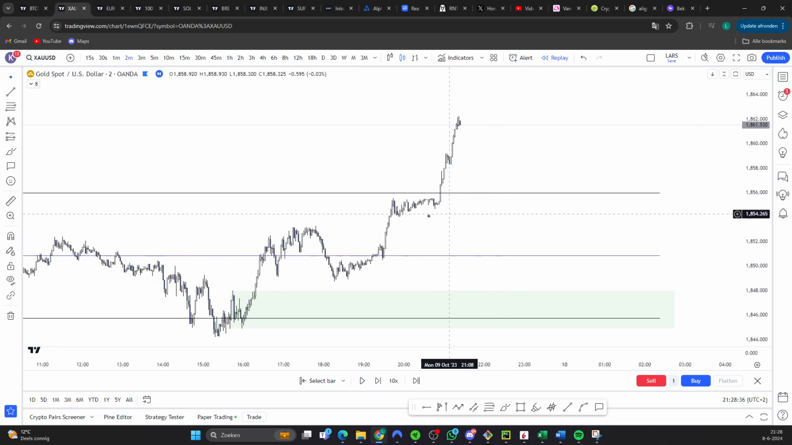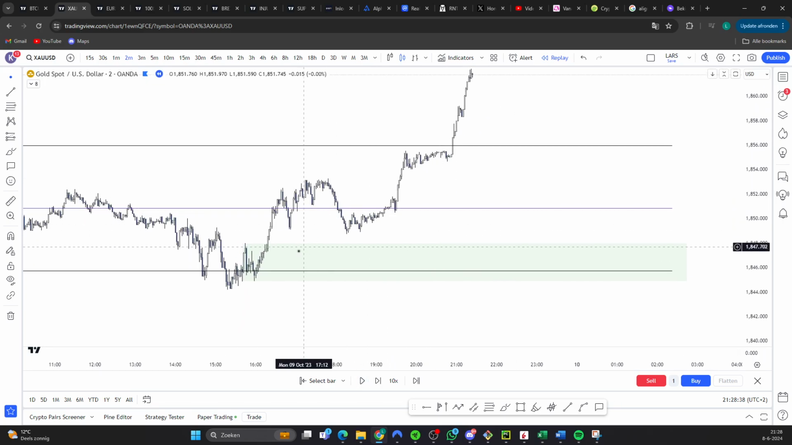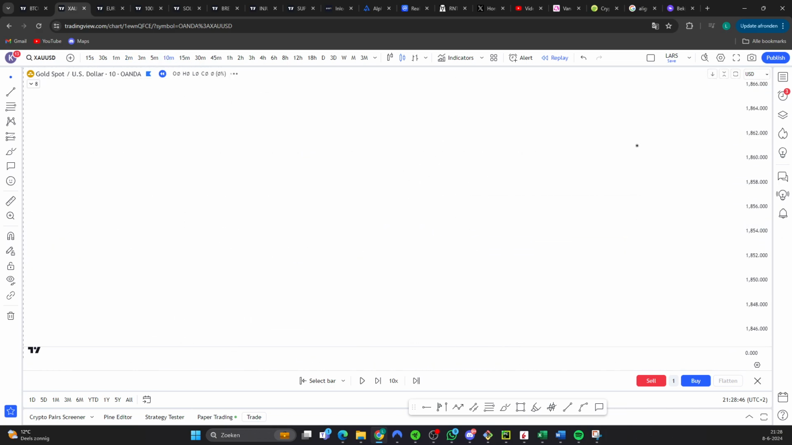And higher you rip. Let me see, what was our timing of entry? It was in New York. Then we kind of chilled from there. And then when the session was about to close, we started pumping.